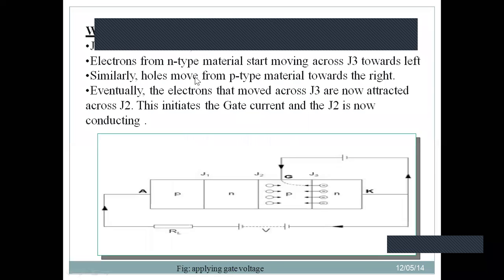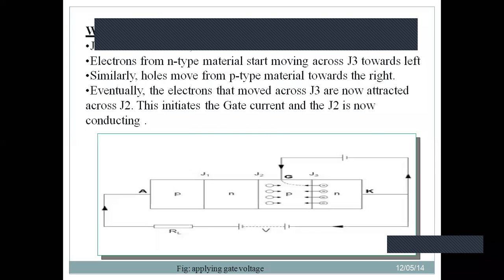Now the second case is when the gate is positive with respect to cathode. First I will forward bias the SCR. Forward bias the SCR in the sense what? Apply positive to anode and negative to cathode. What have you done in the diode? We have done it in the diode, right? Positive to anode, negative to cathode.